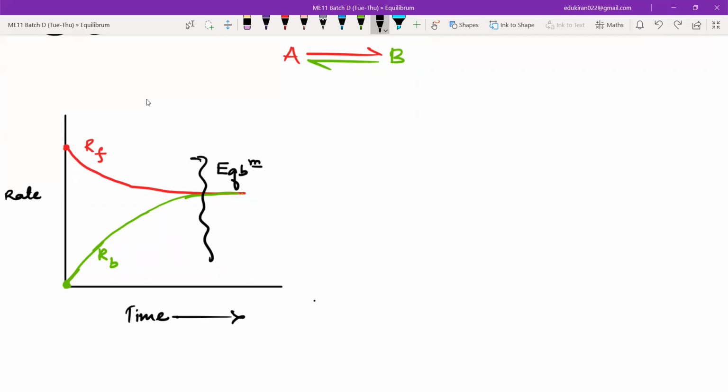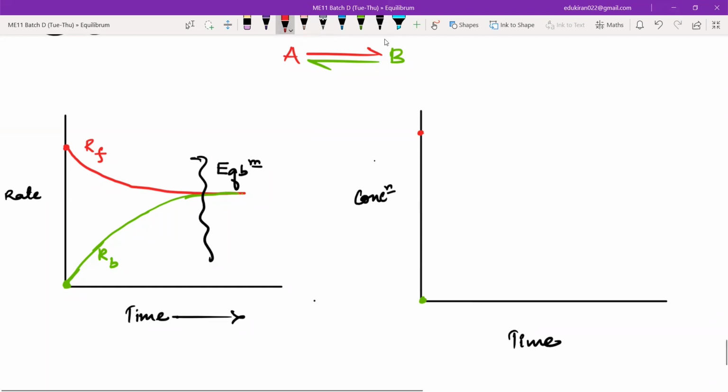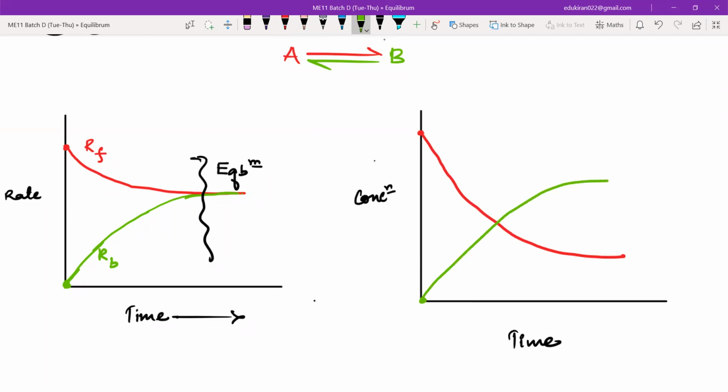Next, let us talk about the concentration. This is the rate of forward and rate of backward. Now about the concentration: similarly here also, there will be some concentration of A initially, but the concentration of B will be zero. This axis represents time, but we are not quantifying it. This Y axis represents the concentration. Slowly the concentration of A will decrease and the concentration of B will increase. You can see that the concentrations are different. And please remember, this point of intersection has no meaning at equilibrium.